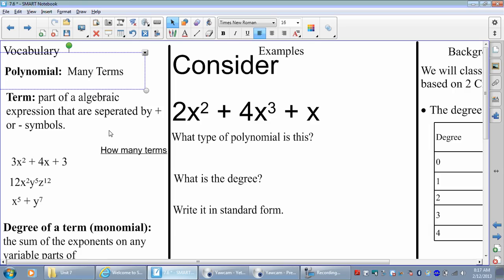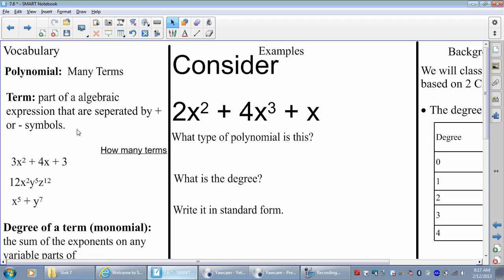Now, what is a term? This is actually something that you'd think at this point would be fairly easy for a student this late in Algebra 1 to identify, but a lot of students have a little misunderstanding of that. A term is part of an algebraic expression that are separated by plus or minus symbols. And a lot of students fail to recognize that. So let's just apply that right here.